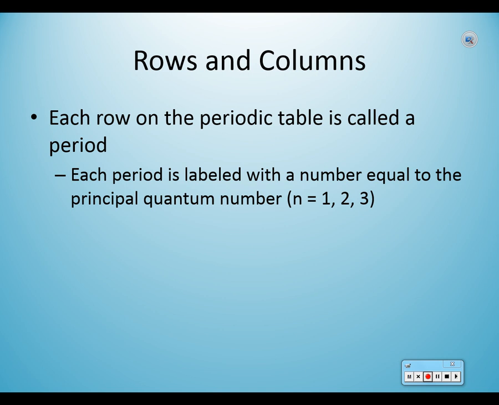First, rows on the periodic table are called periods. Each period is numbered, integer values. And those numbers, we will see here in a little bit, are equal to the principal quantum number. Ooh, there's a blast from the past.